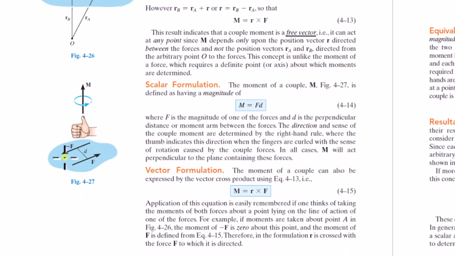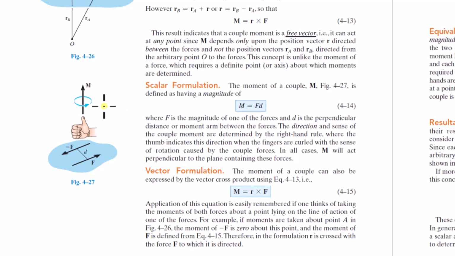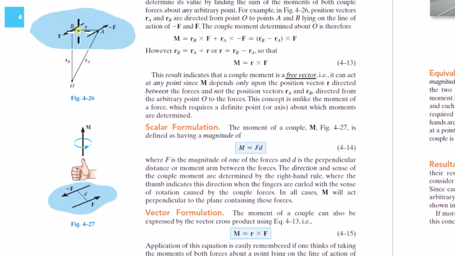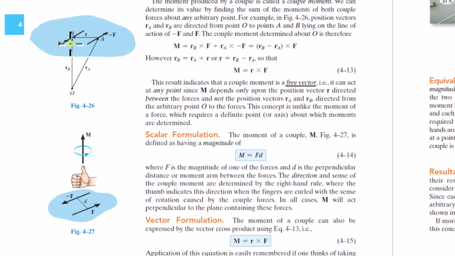Okay, the scalar formulation for the moment of a couple: you take the magnitude of the force, F and minus F, and multiply it times the perpendicular distance, or moment arm, between the forces. Now, if it's more complicated and you want a vector formulation, you do R cross F. R in this situation, like we talked about, is a vector between the forces. R doesn't have to be perpendicular to the forces, just any vector that connects the lines of action of the forces.